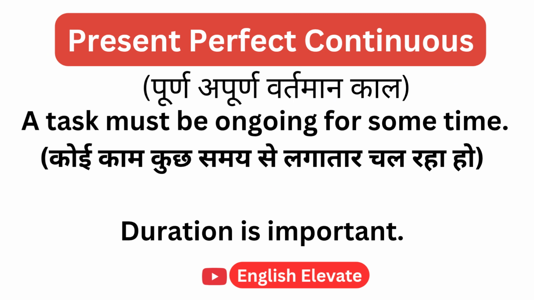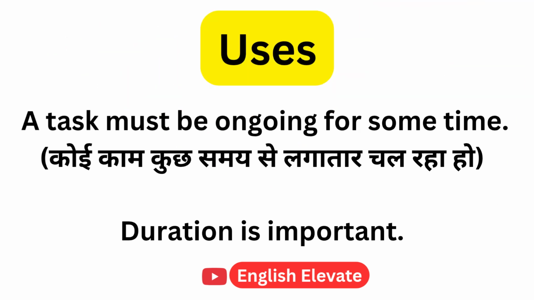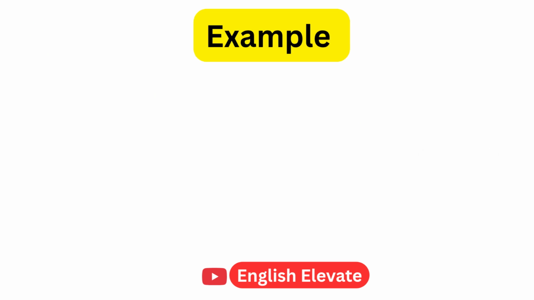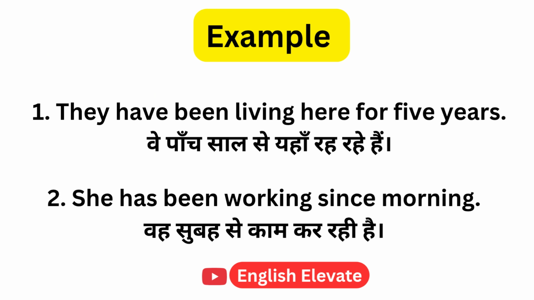And the last one is present perfect continuous tense. The present perfect continuous is used when an action has been happening for a specific duration of time. The structure is subject plus has, have plus been plus verb ka ing plus since for. And the example is they have been living here for 5 years. Second, she has been working since morning.